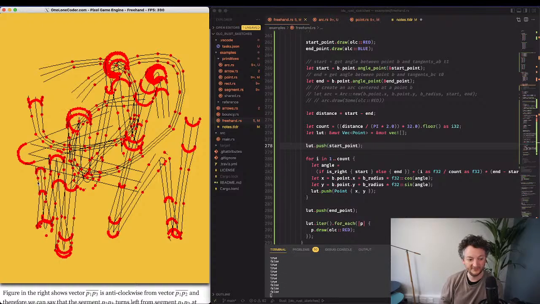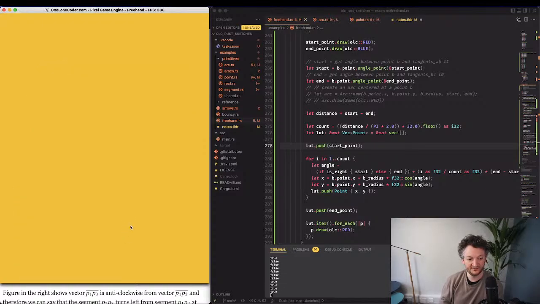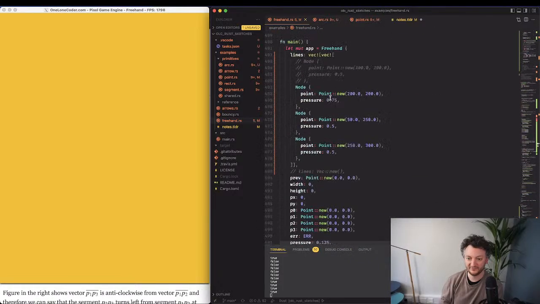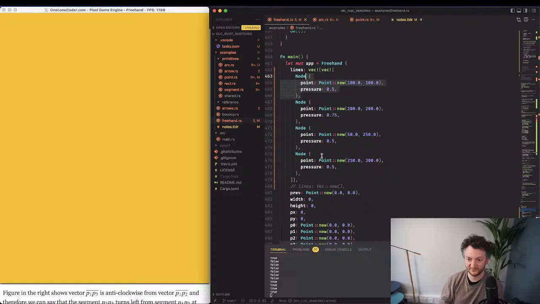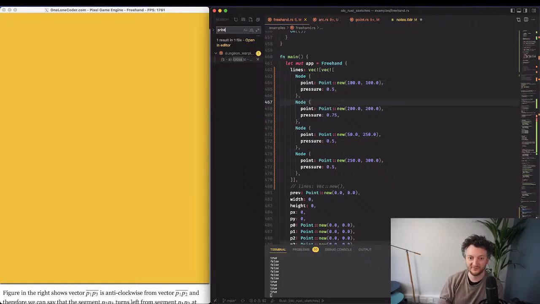You know, this is actually looking better. I think this might be close to being correct. Let's see if I put this one back. And then I get rid of our prints.